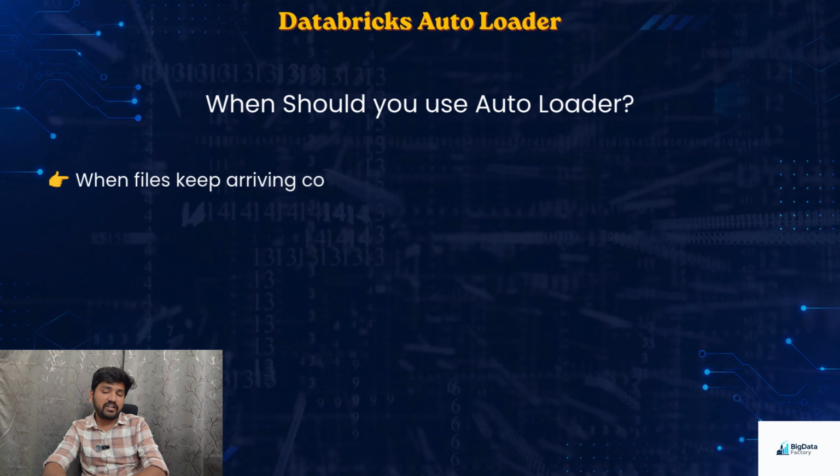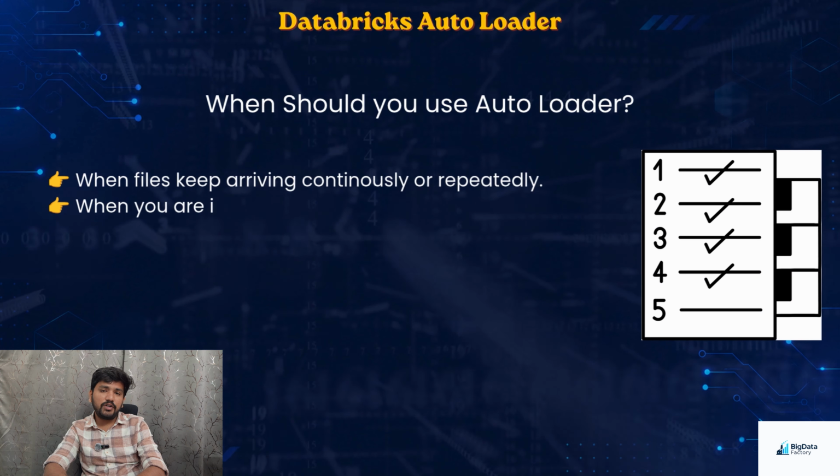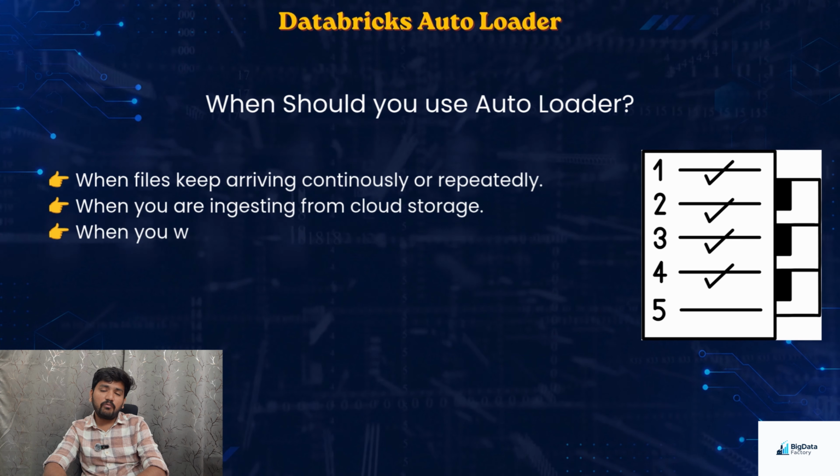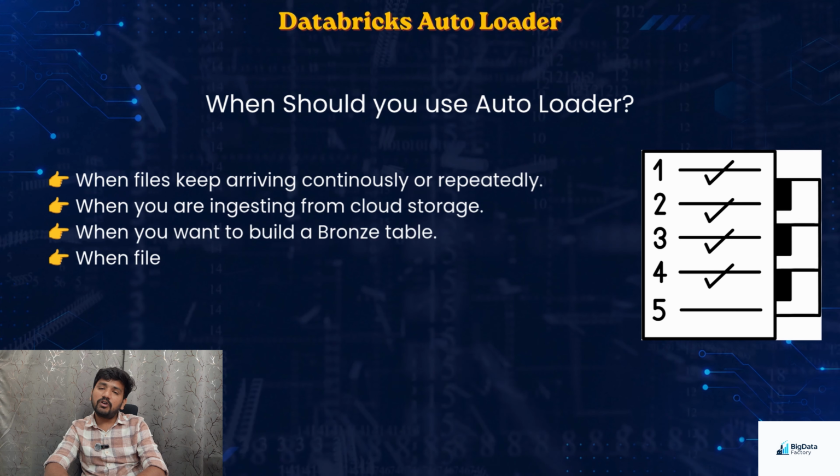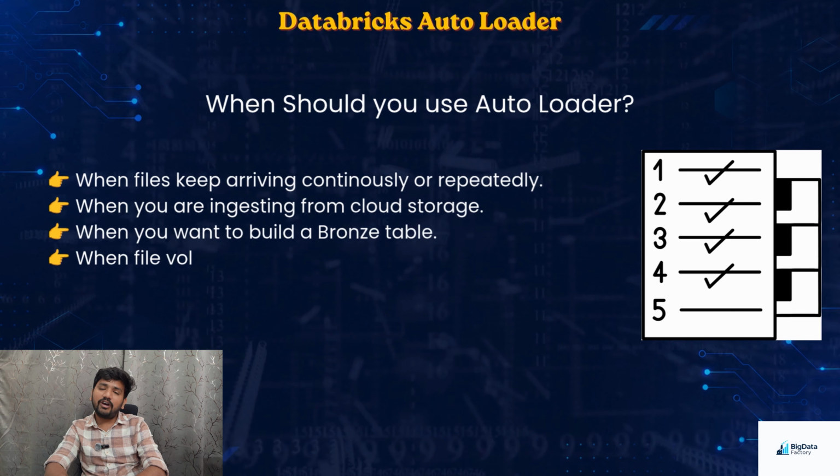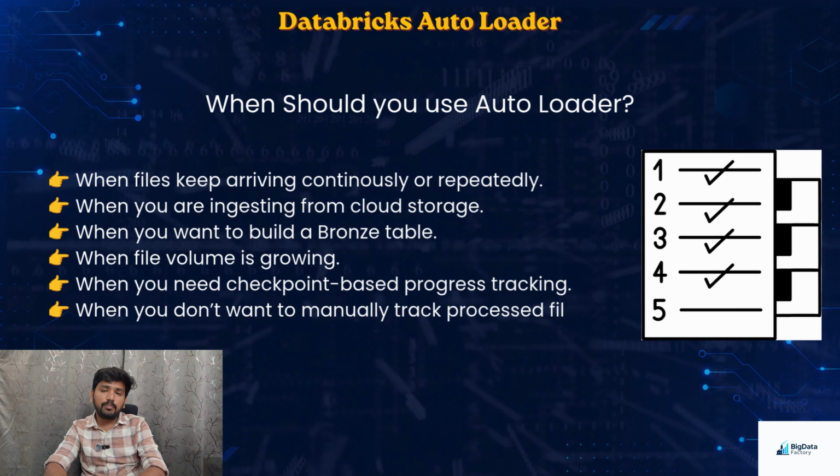Now when should you use autoloader? Use autoloader when files keep arriving continuously or repeatedly. Use it when you are ingesting from cloud storage. Use it when you want to build a bronze table. Use it when file volume is growing. Use it when you need checkpoint-based progress tracking. Use it when you don't want to manually track processed files. But don't overcomplicate everything. If you're doing a one-time small local file read, spark.read is enough. Autoloader shines when ingestion is recurring, incremental, or production-like. So the simple rule is: one-time read, spark.read; recurring file ingestion, autoloader.